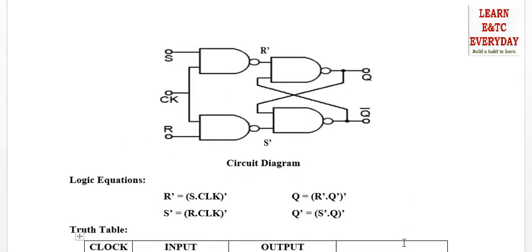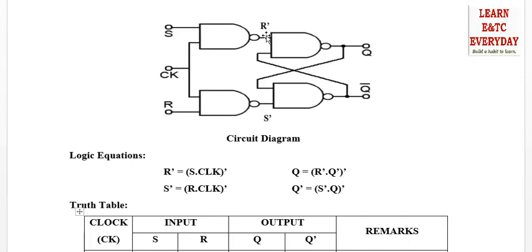So what are the logical equations? We have to write the equations for R dash, S dash, Q and Q complement. I have already told you Q and Q complement are the state of the flip-flop. This is the present state, whereas this is the next state. First we will write the equation for R complement. It is nothing but S into clock, NAND, so S into clock whole complement. What is S complement? It is R into clock whole complement, because it is connected by a NAND gate.